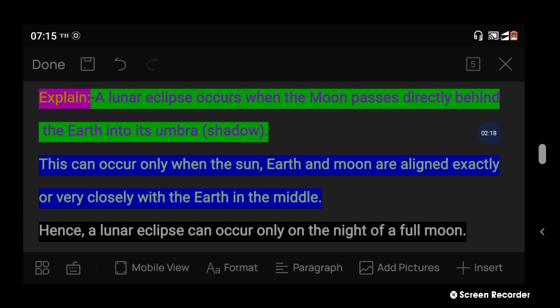This can occur only when the sun, earth and moon align exactly or very closely, with the earth in the middle. Hence, a lunar eclipse can occur only on the night of a full moon. Next question.